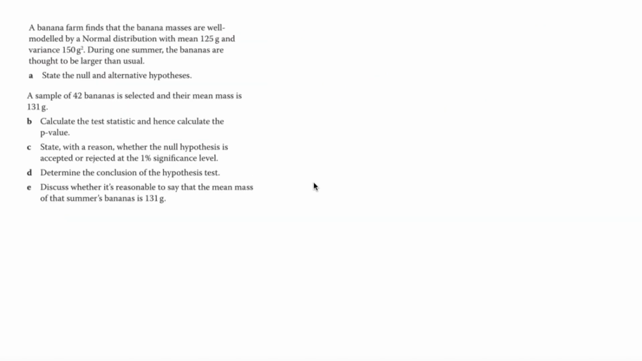So the final question we have here is all about bananas. It says that a banana farm finds that the banana masses are well modeled by a normal distribution with mean 125 grams and variance 150 grams. During one summer, the bananas are thought to be larger than usual. So let's state the null and alternative hypotheses. We're going to have H0, that the mean is equal to 125, because our mean there is 125. That means H1, our alternative hypothesis, is that the mean is more than 125.